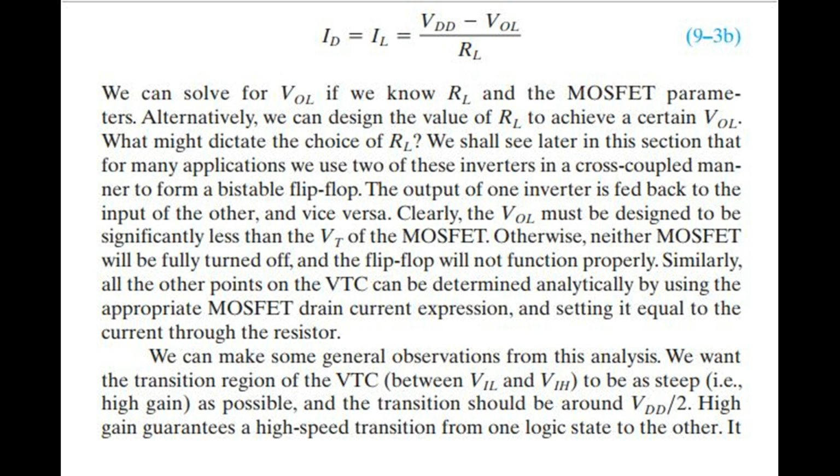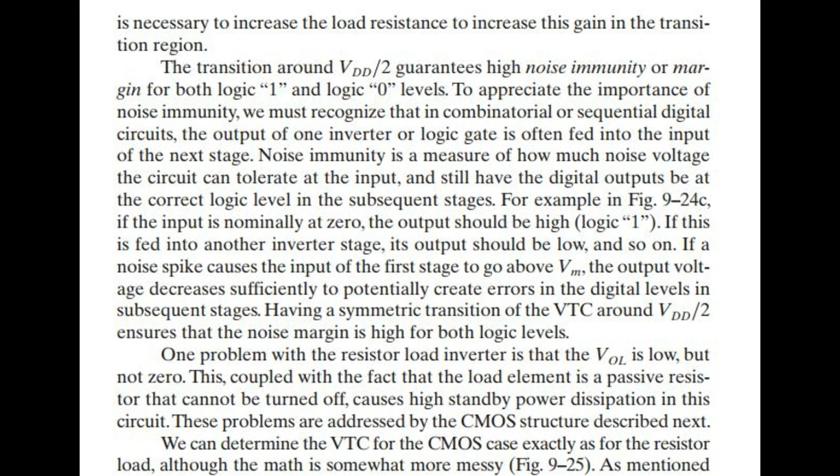Similarly, all the other points on the VTC can be determined analytically by using the appropriate MOSFET drain current expression, and setting it equal to the current through the resistor. We can make some general observations from this analysis. We want the transition region of the VTC, between VIL and VIH, to be as steep, i.e., high gain, as possible, and the transition should be around VDD/2.